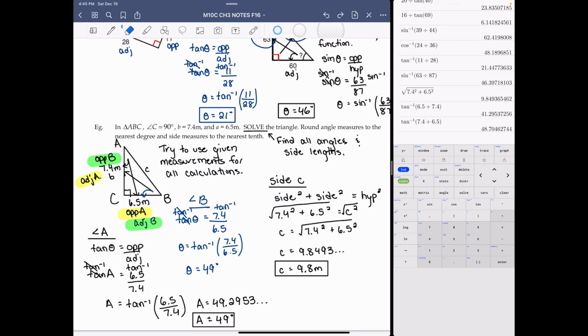Something doesn't make sense. Let's see. Angle A, I wrote 49, it's supposed to be 41. This is supposed to be 41.2953, which makes angle A 41 degrees, and then angle B is 49 degrees.